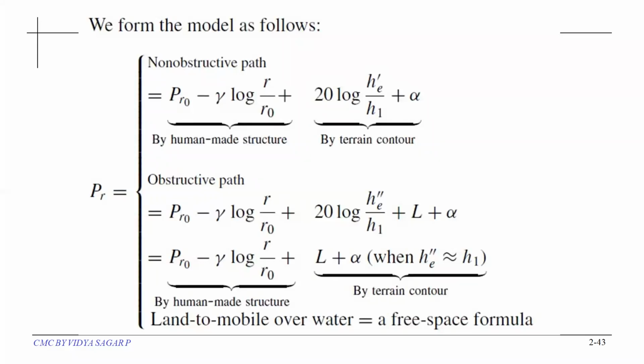Here there are two parts in the non-obstructive path. One is human made structure. Human made structure is nothing but an open area, a sub-open area, a suburban area like this. These are called human made structures. And the second part comes under terrain contour. Terrain is nothing but the natural terrains. There may be hilly terrains or over water. We will calculate the received power of a signal by using this for the non-obstructive path.